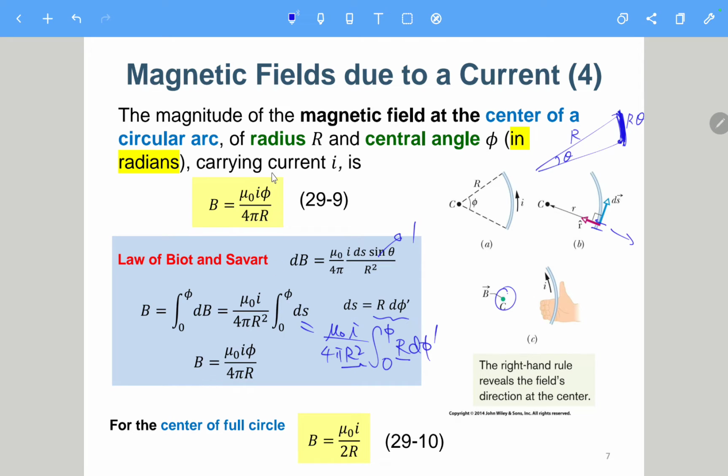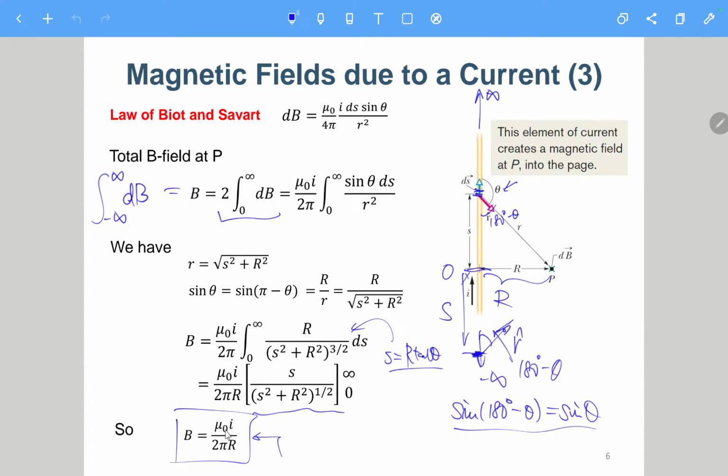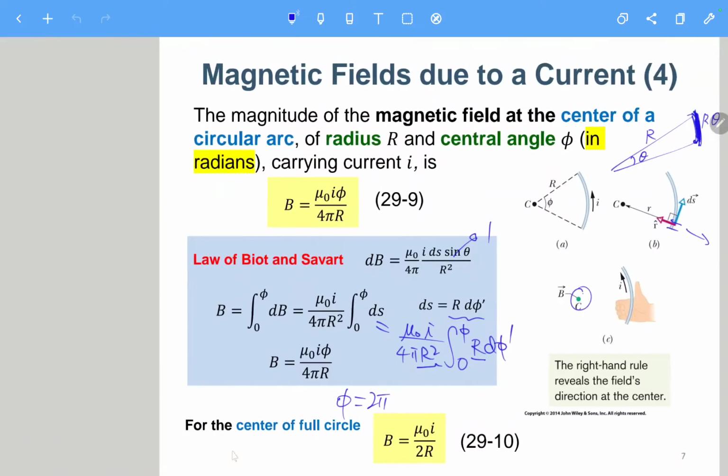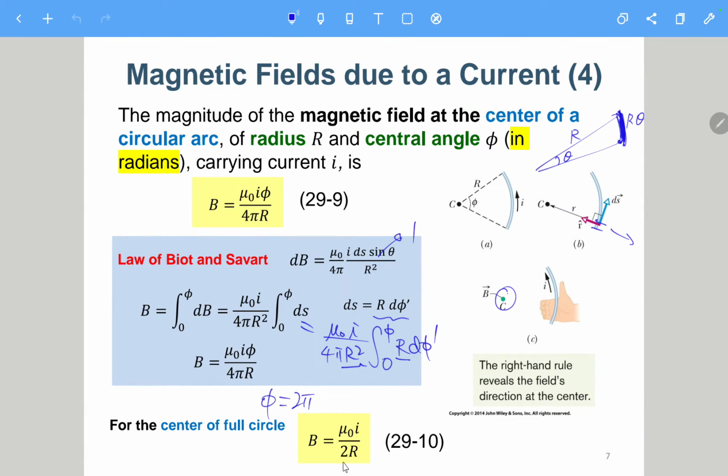Usually we will not use this one. We will usually use this one instead, which is a special case of the upper case. For the center of a full circle, phi is 2 pi. If you plug in phi as 2 pi, the 4 pi is partly cancelled, so we have 2r in the denominator and mu 0 I on top. Compared with the long straight wire, which is mu 0 I over 2 pi r, here we have mu 0 I over 2r. We don't have a pi in the denominator.